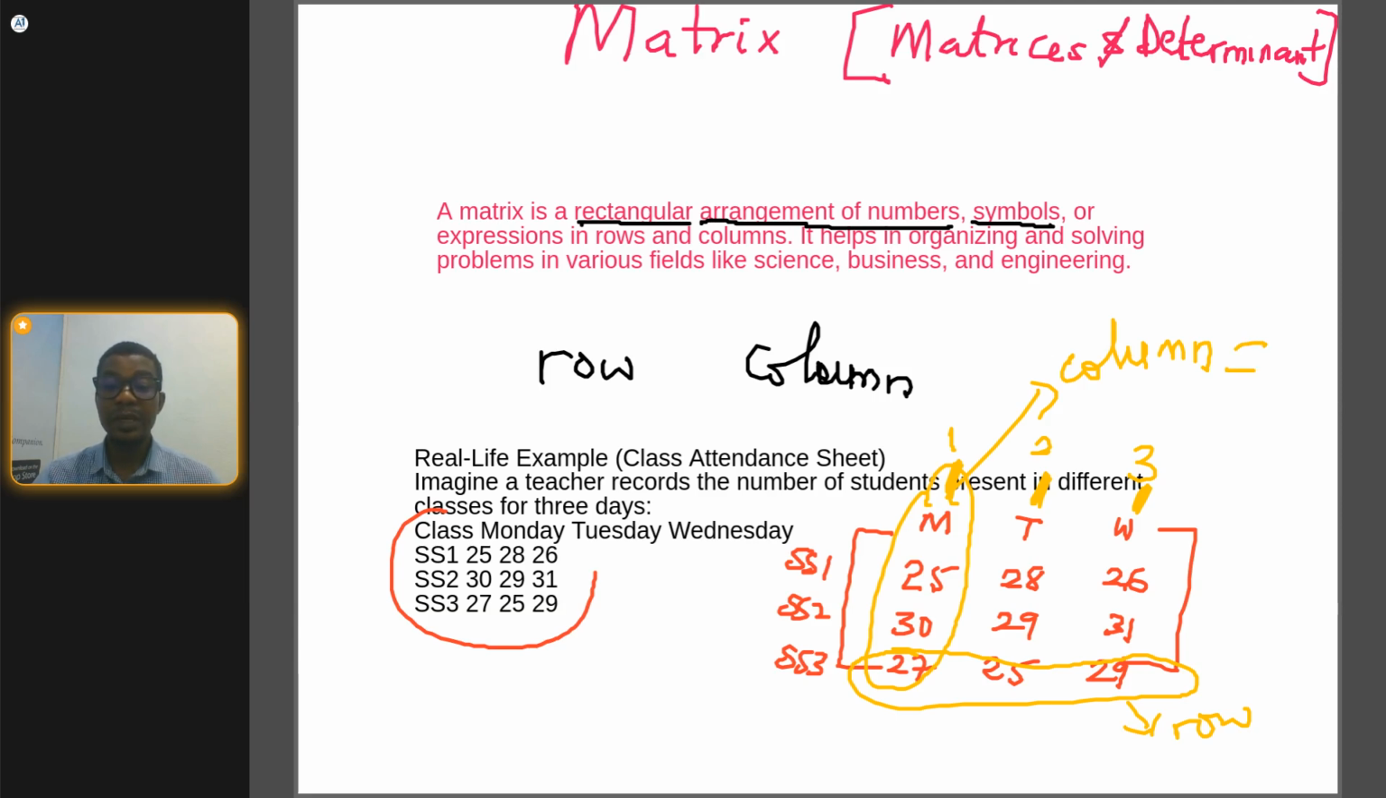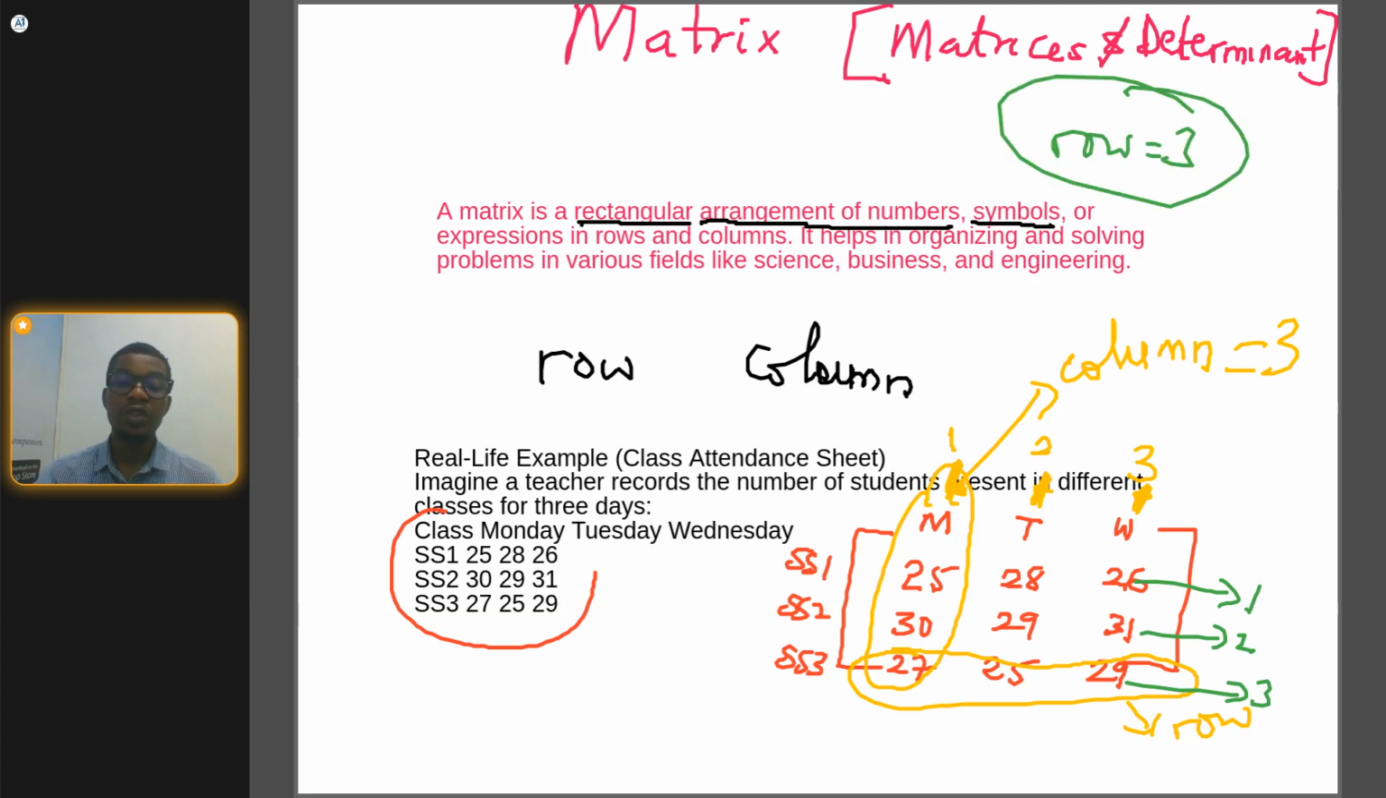So the matrix has 3 columns. This is 1, 2, and 3. So it has 3 columns. Let's check how many rows it has. This is row 1, 2, then 3. It has 3 rows. So we have 3 columns and 3 rows.